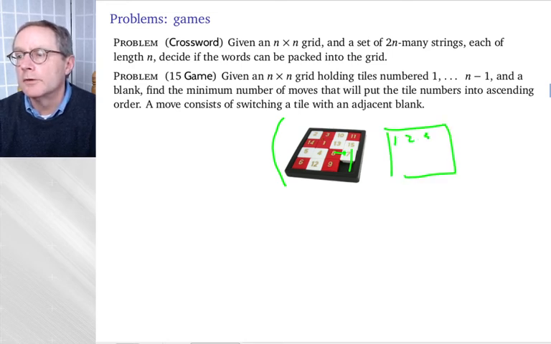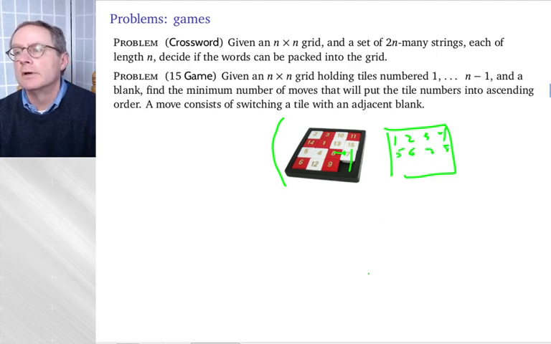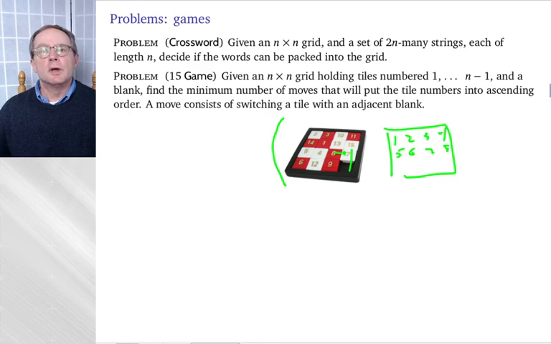1, 2, 3, 4, etc. 5, 6, 7, 8 kind of stuff. Can you do that in a minimum number of moves, or declare maybe it's not possible to do it? Maybe you got one that was a trick.